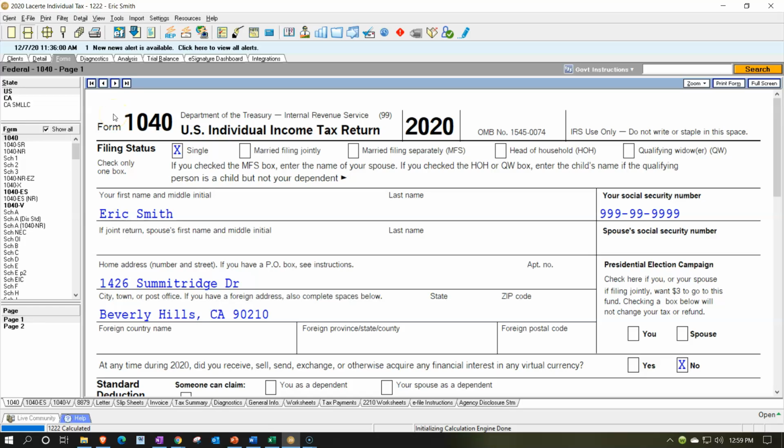Here we are in the Lacerte tax software. You don't need the Lacerte tax software in order to follow along, although I do think they have a free 30-day trial, so you might want to check that out. If you can get access to it, it could be a good tool to be practicing with if you can get access to the demo version.